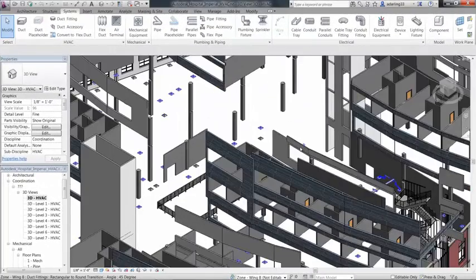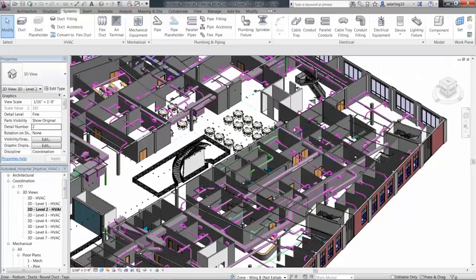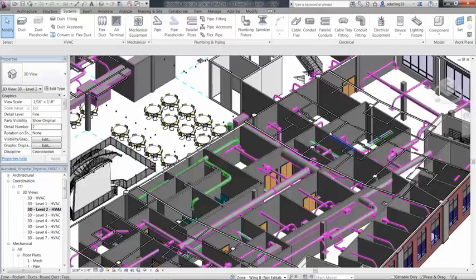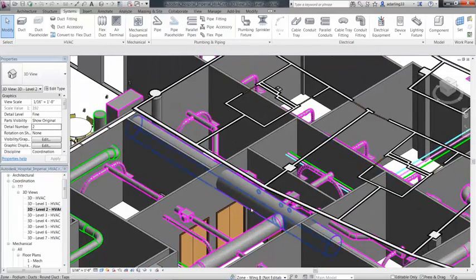Autodesk CFD works directly with the native building design data in Revit, enabling the engineer to simulate as they design within their BIM workflow.